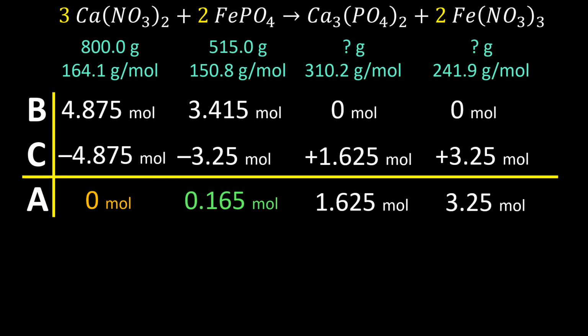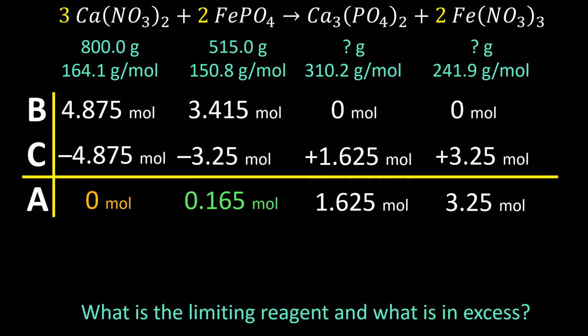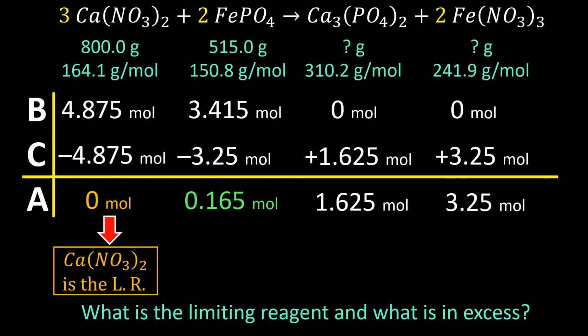So in our question, it said to identify the limiting reagent and what's in excess. So this is the question we need to answer here. We already know it, we just need to indicate it. So because we have 0 moles left over of the calcium nitrate, that is our limiting reagent. And because we have a positive number of moles left over of the iron 3 phosphate, that means that reactant is in excess.